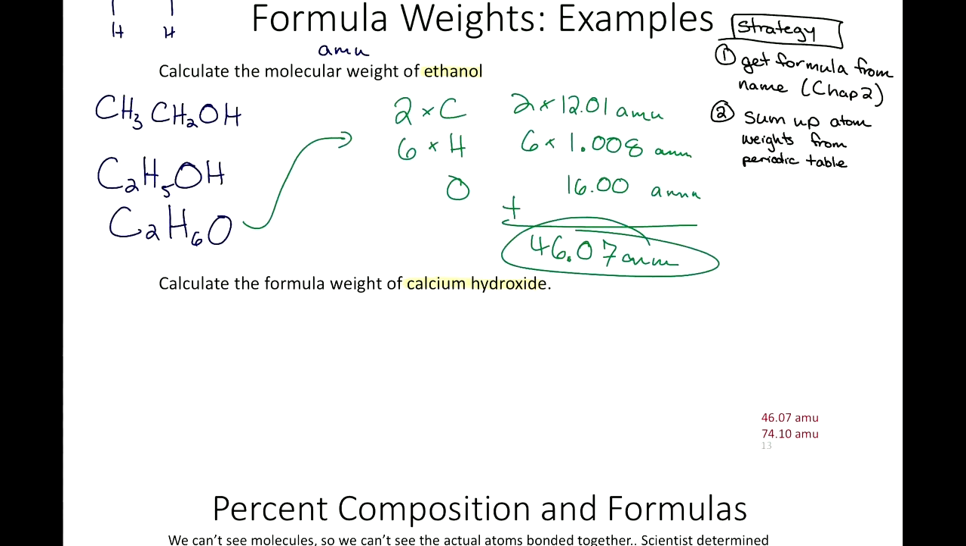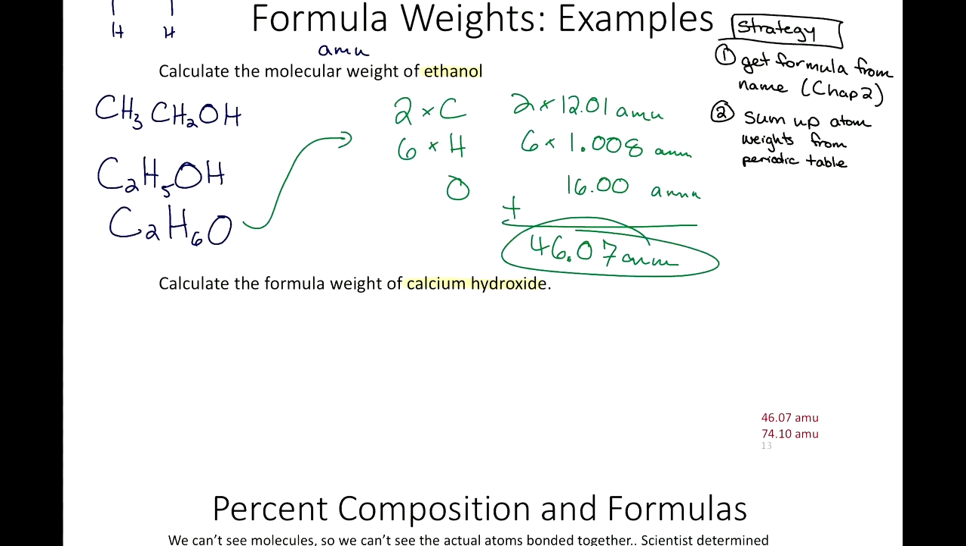Okay, so let's calculate the formula weight of calcium hydroxide. So if I say formula weight, that implies that this compound is ionic. Is calcium hydroxide ionic? Yes, it is. And that's going to help us get the chemical formula, because I didn't give it to you because I'm evil. But that's okay. This is chapter 2 review, and you did have your homework due yesterday. So hopefully you should know what calcium hydroxide is. So let's go through this step by step.